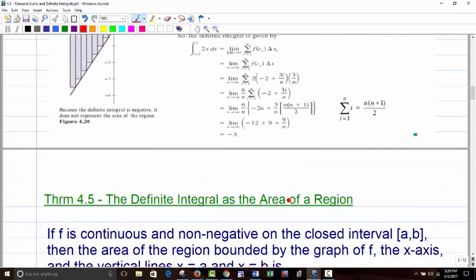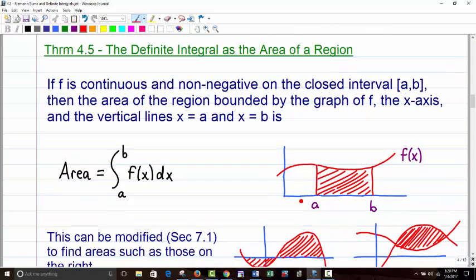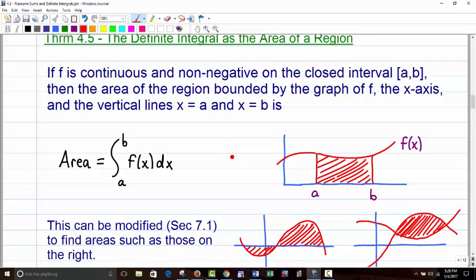Now they are defining the definite integral as the area of a region. So that's one of the big features of what integration is used for. If f is continuous and non-negative on the closed interval from a to b, the area can be represented as the definite integral from a to b of f of x dx. And that's it. And you'll see when we learn how to calculate these that we're not going to go through that limit process like I showed you in that last example.